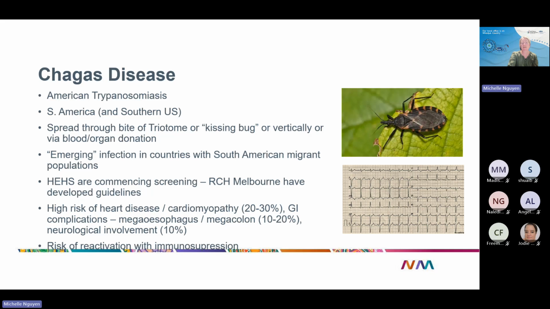People with chronic Chagas disease are at high risk of heart disease and cardiomyopathy. So 20 to 30% may develop that in the future. GI complications, megaesophagus and megacolon. It damages the nerve endings, and this is what leads to these manifestations, and neurological involvement as well. And there is a risk of reactivation of the infection with immunosuppression. So it's another one where immunosuppression can be important.